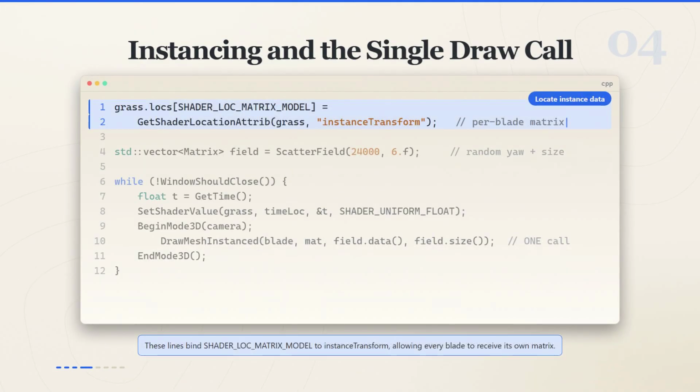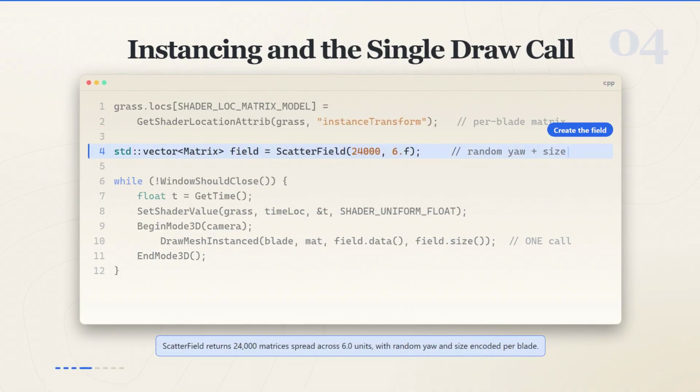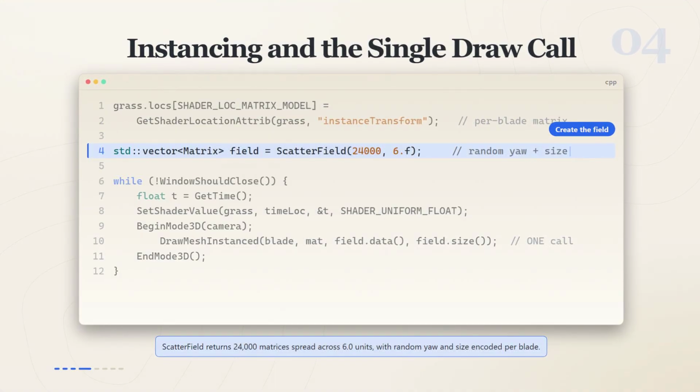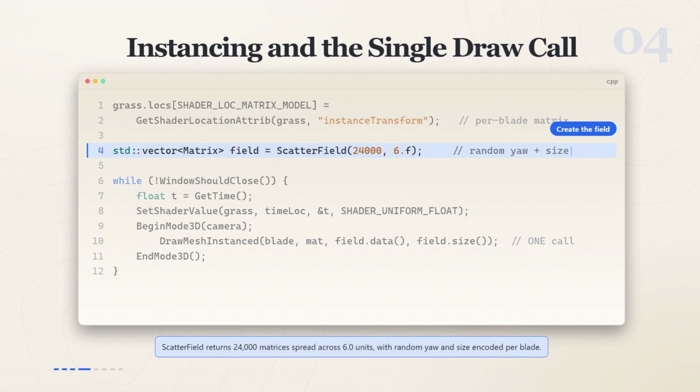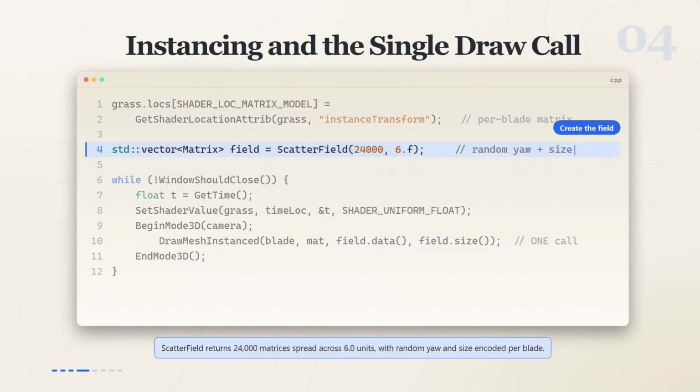Next, connect those matrices to the shader's instance transform attribute. GetShaderLocationAttrib tells raylib where each per-blade matrix enters the shader. Scatter field then prepares exactly 24,000 persistent transforms before rendering begins. Inside the loop, GetTime updates only the small time uniform.